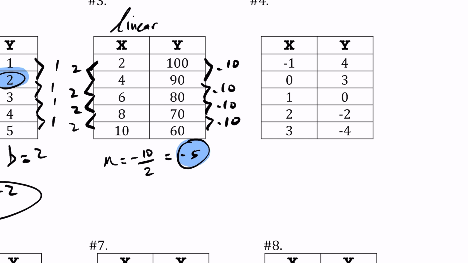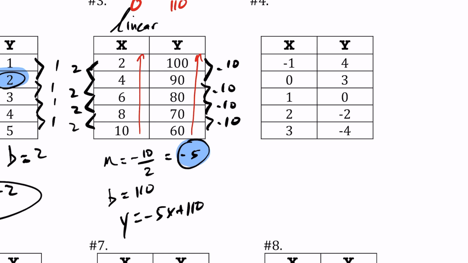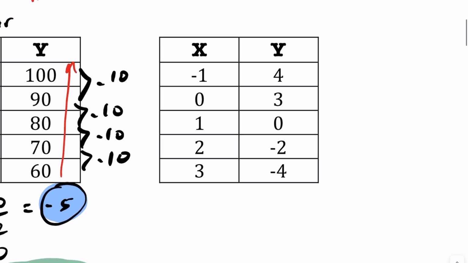As I continue this pattern here, and you're going up, if I decrease by 2 again, I'll get 0, which is what I want. And you can see this is increasing by 10 if I go from bottom to top. So this will be 110. So my b value here ends up being 110. The equation is y equals -5x plus 110. Let's take a look at number 4.